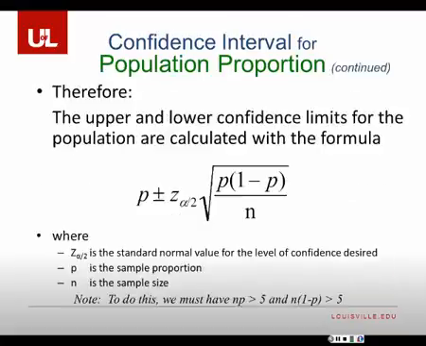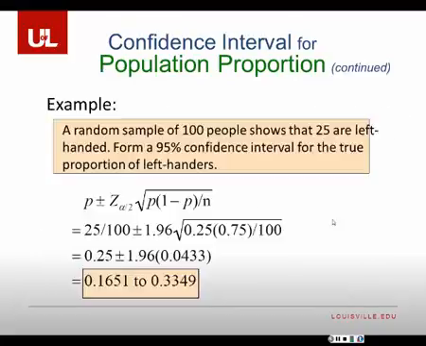The upper and lower confidence limits for the population are calculated with the formula P plus or minus Z. Note again that if we have a large enough sample and we can use the population proportion, we can approximate it with a normal distribution. And then, just like we did before, we find the critical value for Z. We multiply it times the standard error. That gives us the margin of error. We add and subtract that from the sample proportion.